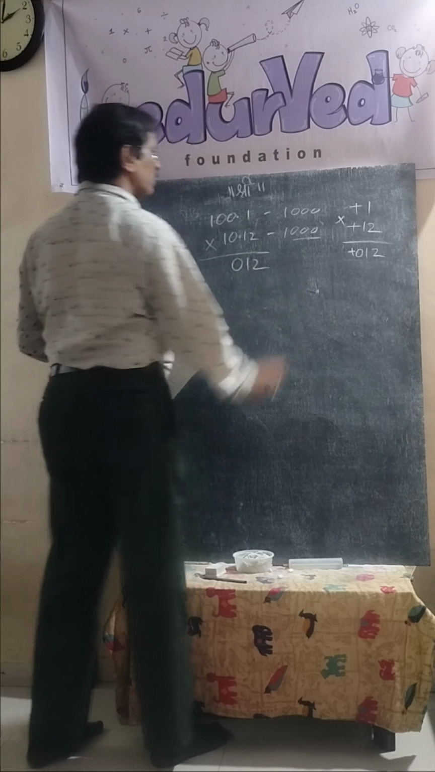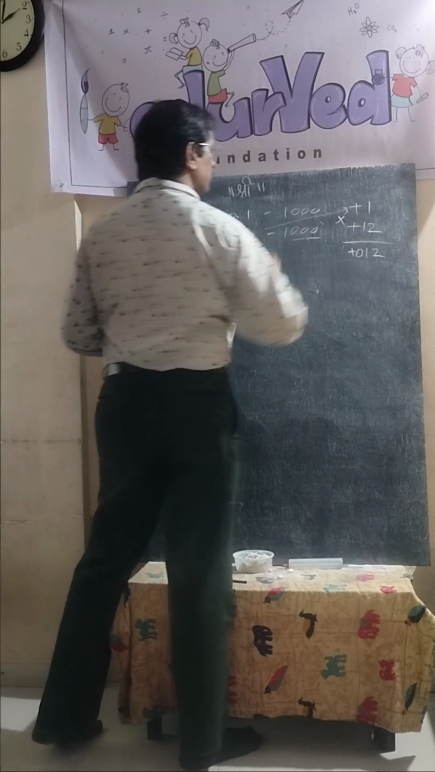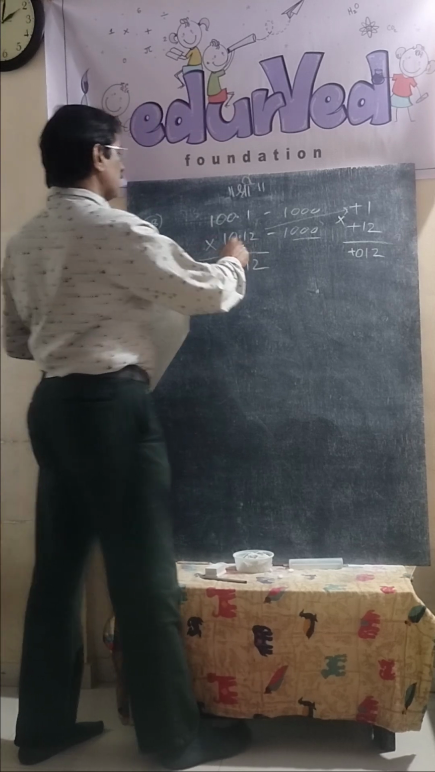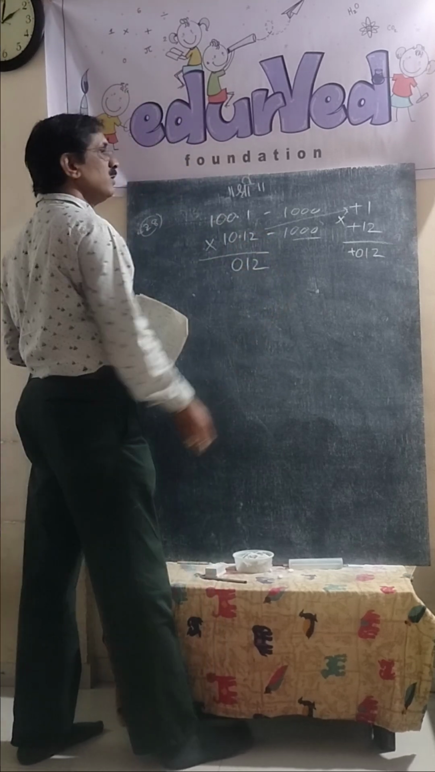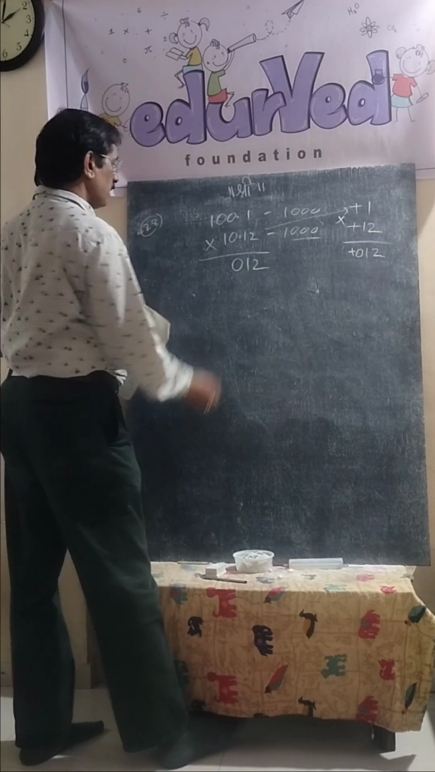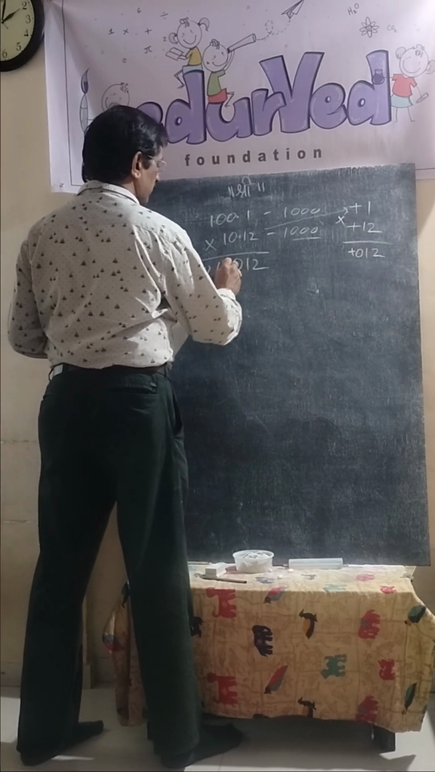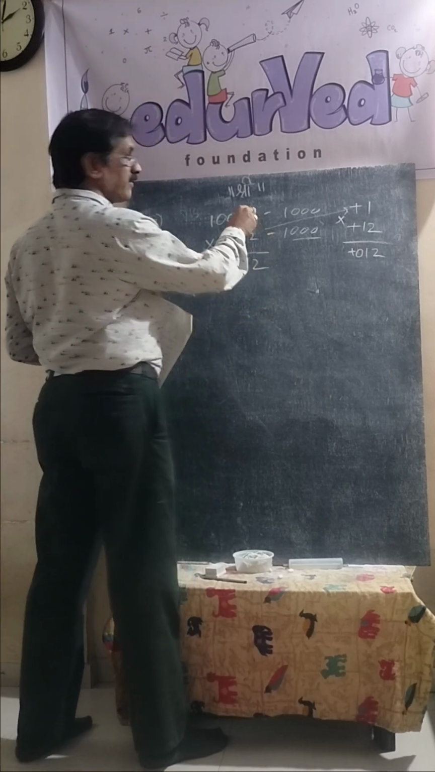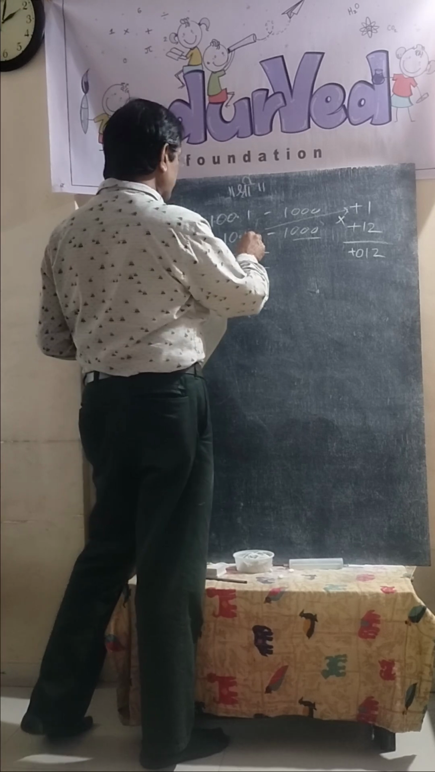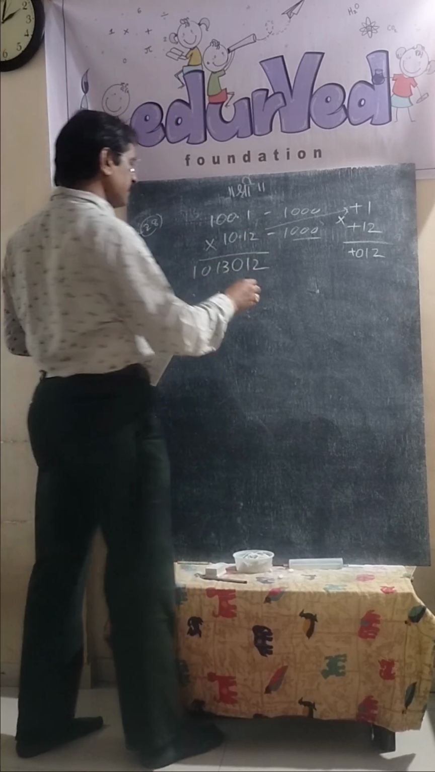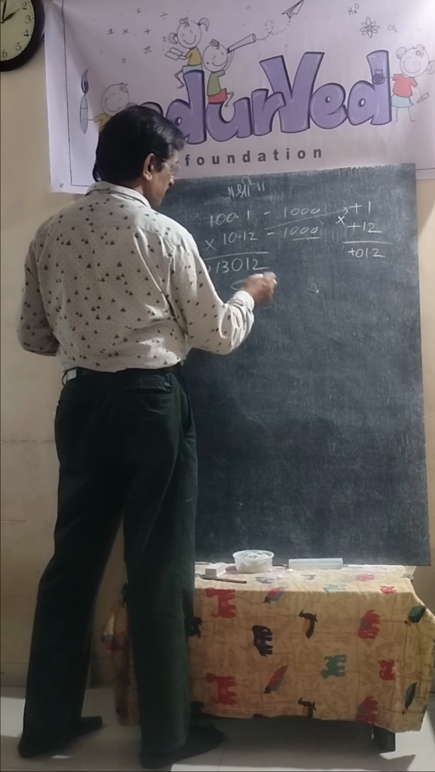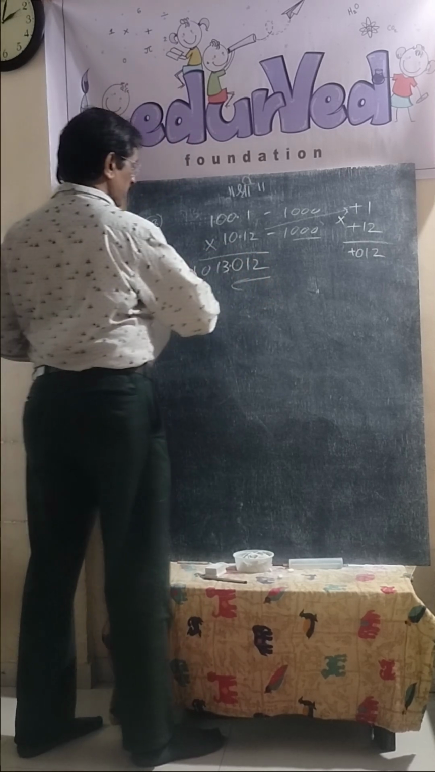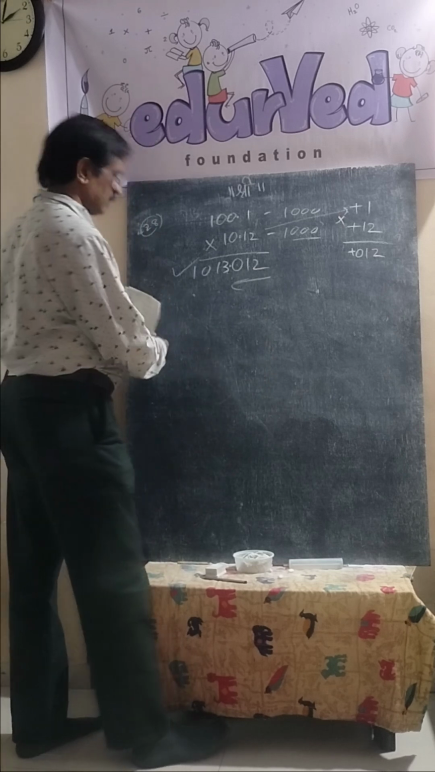0, 1, 2. Now the next step is multiply this. Oh sorry, not multiply, add. 1, 0, 1, 2 plus this 1 will be 1, 0, 1, 3. Now we have to consider the decimal signs. Here it is after 1 digit and here it is after 2 digits. So in the answer it will be after 3 digits. Counting from the units place 1, 2, 3, the decimal sign will be over here. 1013.012 is the final answer.